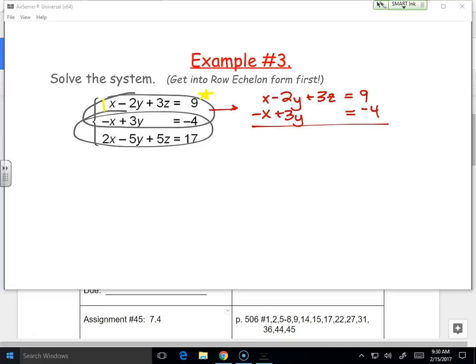How do we eliminate? Elimination. It's ready to go. Just add down, right? If it wasn't ready to go, we would have done some multiplying. The x's cancel, which is exactly what we want. 3 minus 2y is 1y plus 3z. 3z plus 0 is itself equals 5.